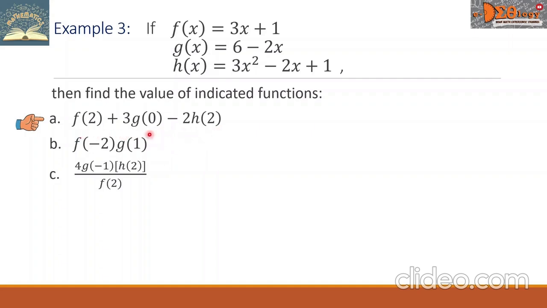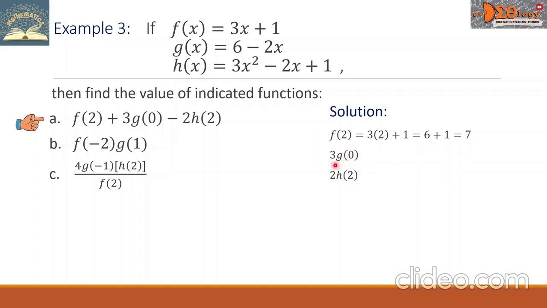We're going to evaluate each of these functions. So we have f of 2, 3 times g of 0, and 2 times h of 2. Let's begin with f of 2. Our f of x is here 3x plus 1. So f of 2 equals 3 times 2 plus 1. 3 times 2 is 6 plus 1 equals 7.